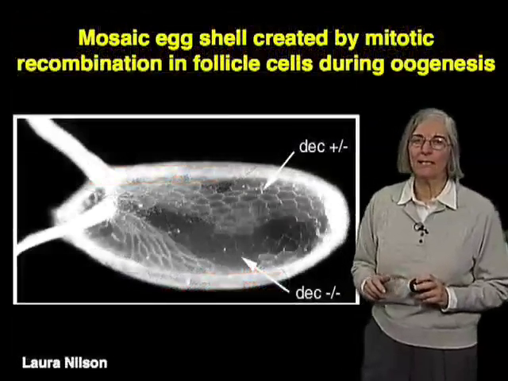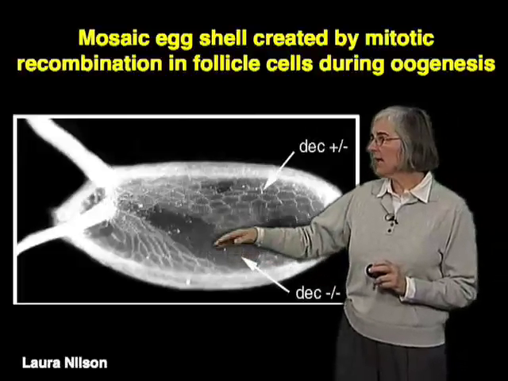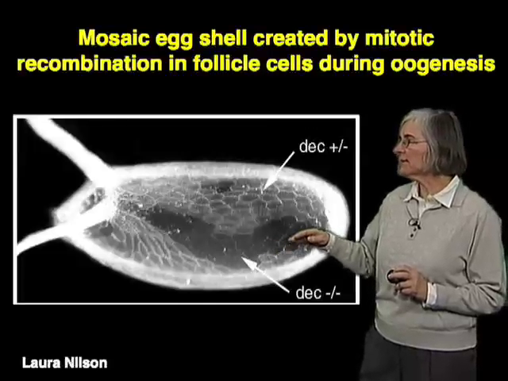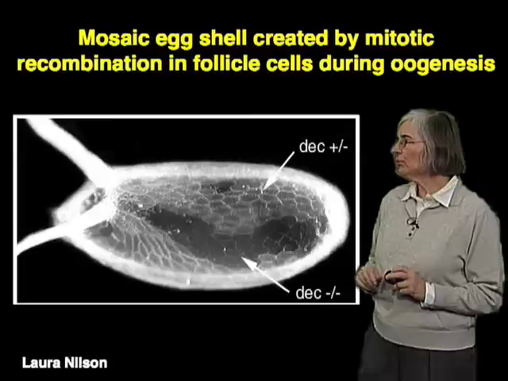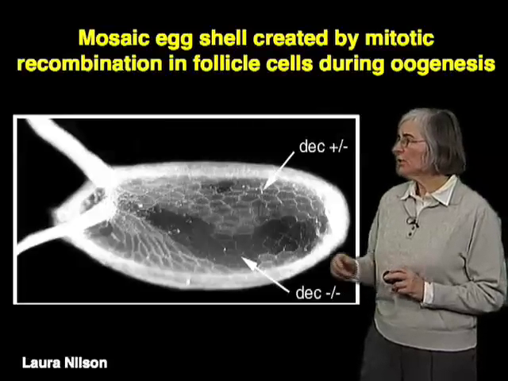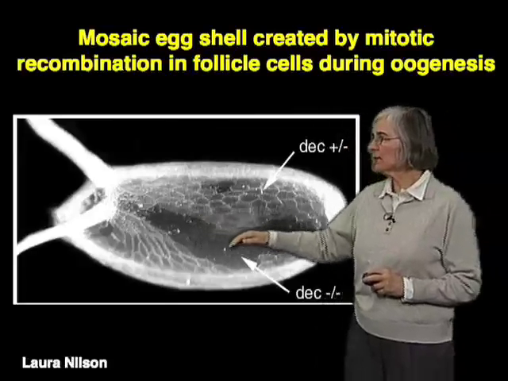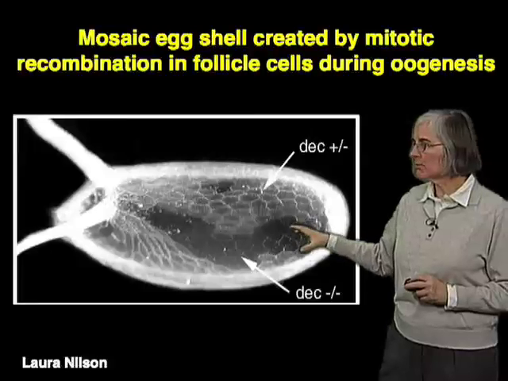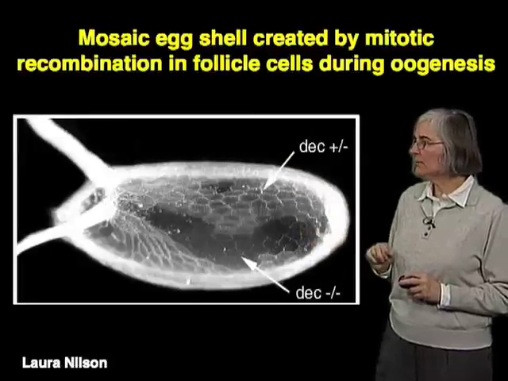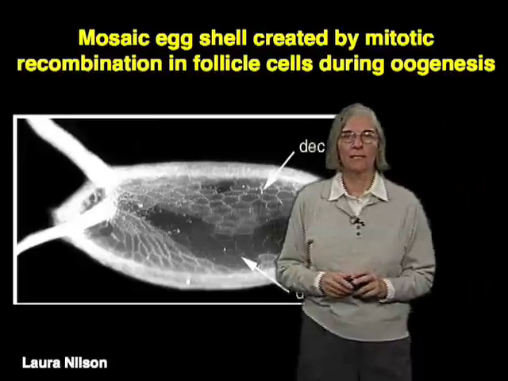What this looks like is illustrated here in this slide, where you can see we made a patch of mutant follicle cells. These follicle cells were mutant for a mutation that makes a very thin eggshell. So you can see here, when we use the technique, we create a mosaic eggshell where we just have a large patch of mutant cells surrounded and embedded in normal wild-type follicle cells.